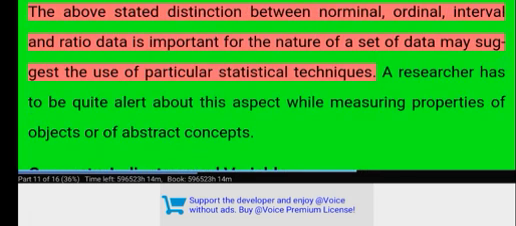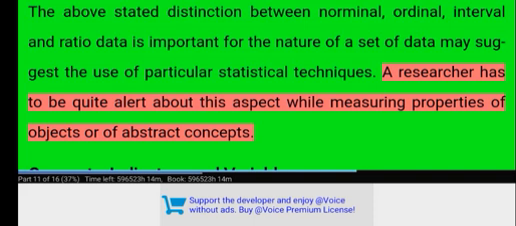The above stated distinction between nominal, ordinal, interval, and ratio data is important, for the nature of a set of data may suggest the use of particular statistical techniques. A researcher has to be quite alert about this aspect while measuring properties of objects or of abstract concepts.